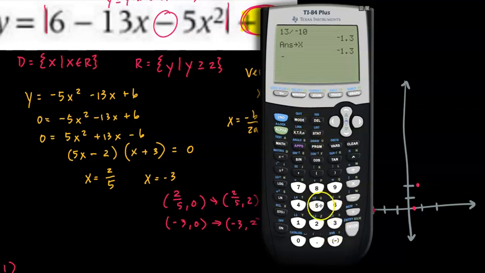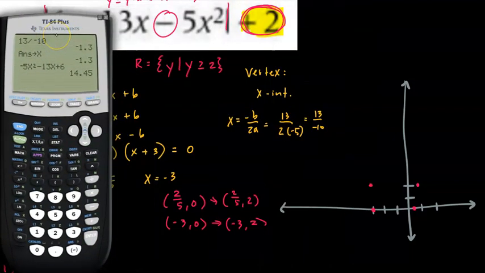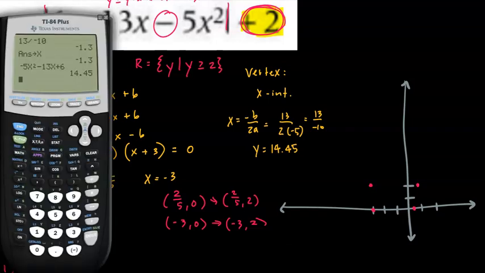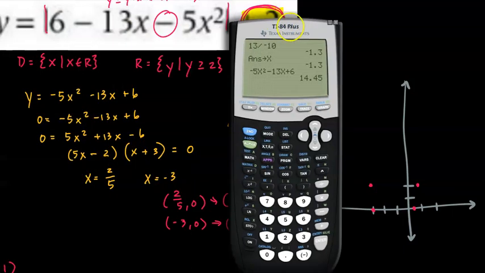So that's -5x squared minus 13x plus 6. So that's 14.45. So the y value is 14.45. Okay. Didn't it reflect? Interesting.